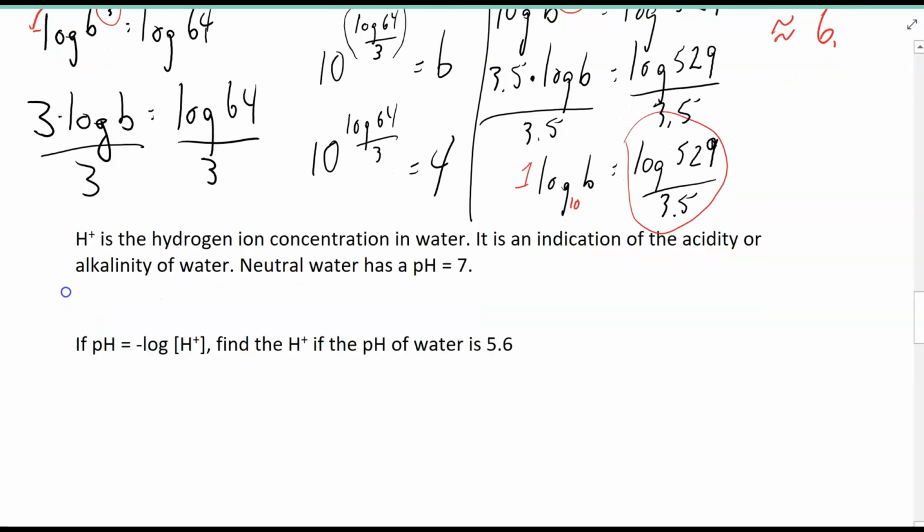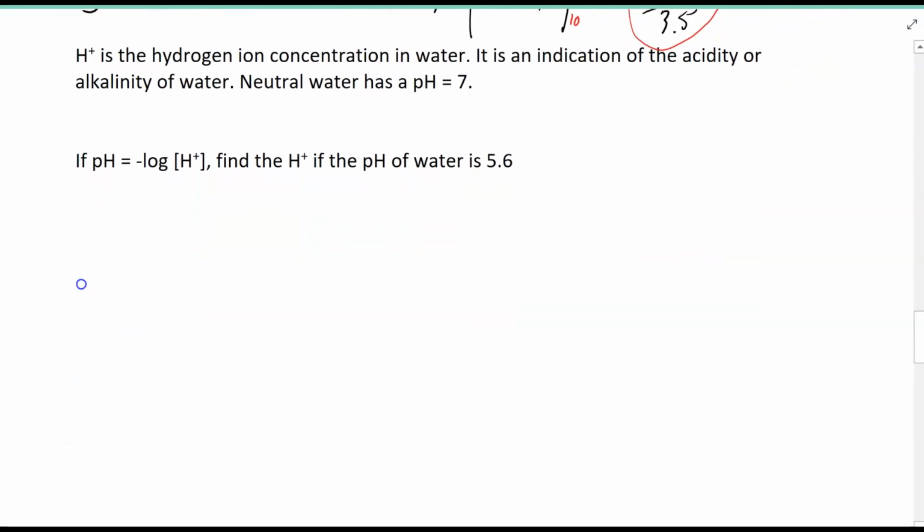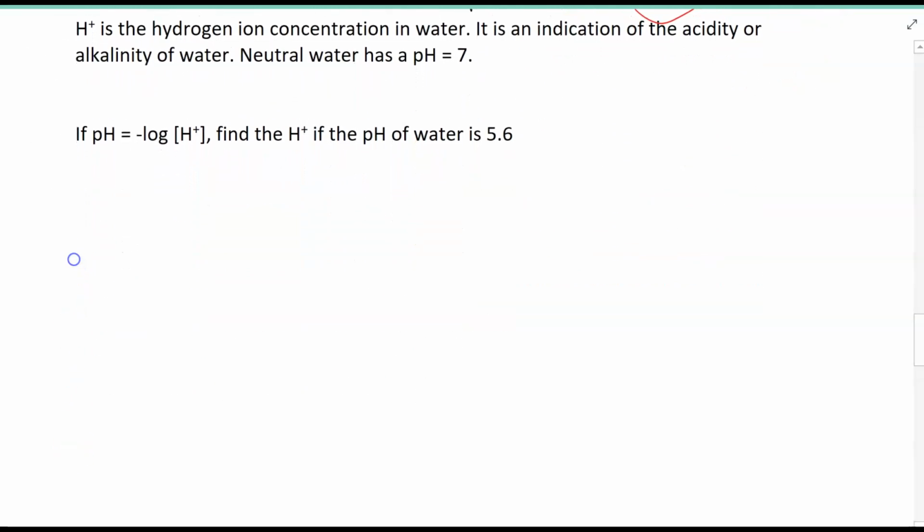Here's an interesting application of logarithms involving the pH of water. Hydrogen ion, or H+, is the hydrogen ion concentration in water. It is an indication of the acidity or the alkalinity of water. Neutral water has a pH of 7. So anyone with pools or hot tubs has experienced this terminology before. And if not, well, something new that you are experiencing.